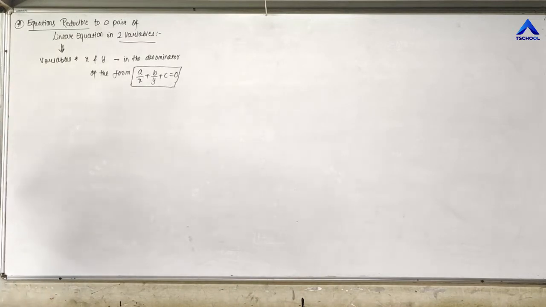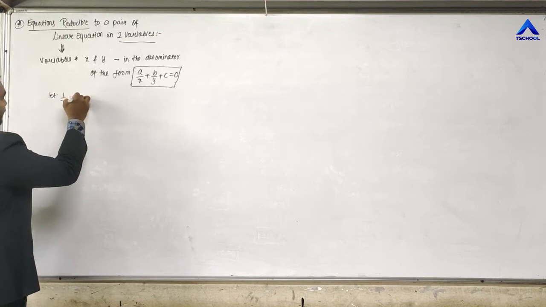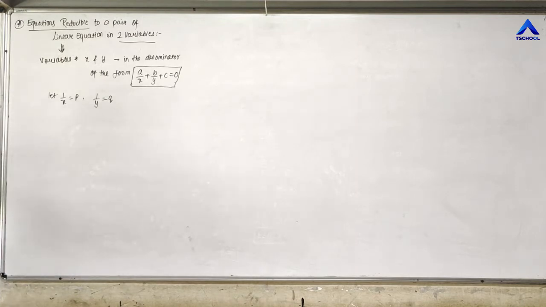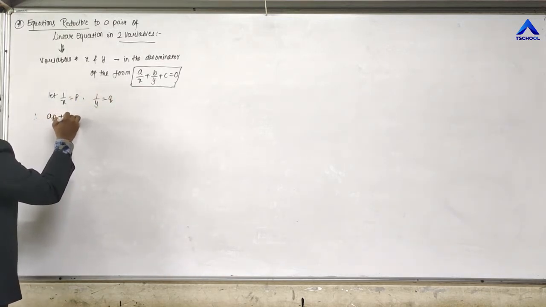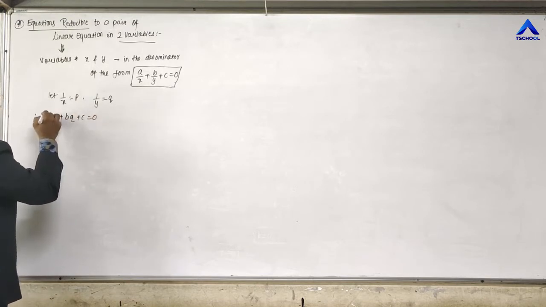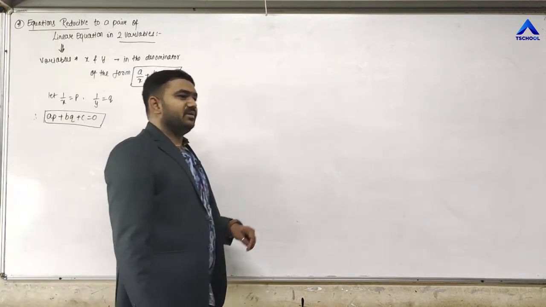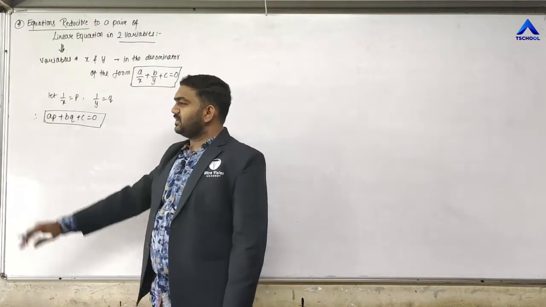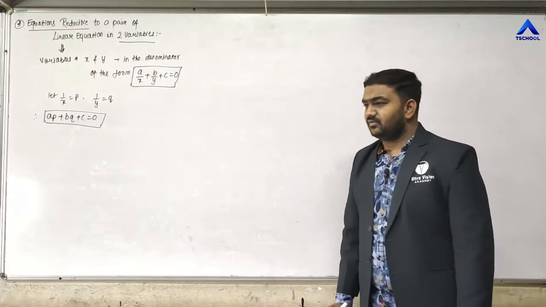equals to 0. Now to solve them, we need to assume that let 1 upon x is equal to p and 1 upon y is equal to q, right? We are going to assume that let 1 upon x equal p and 1 upon y equal q. Therefore, this standard form becomes ap plus bq plus c is equal to 0, and hence you can say now that this is a linear equation in two variables. This is a linear equation in two variables now, right?